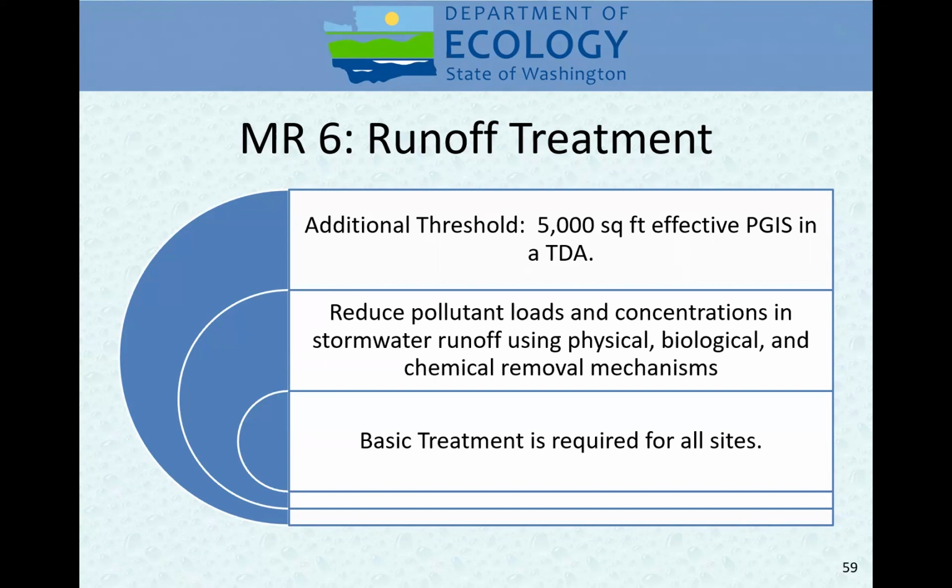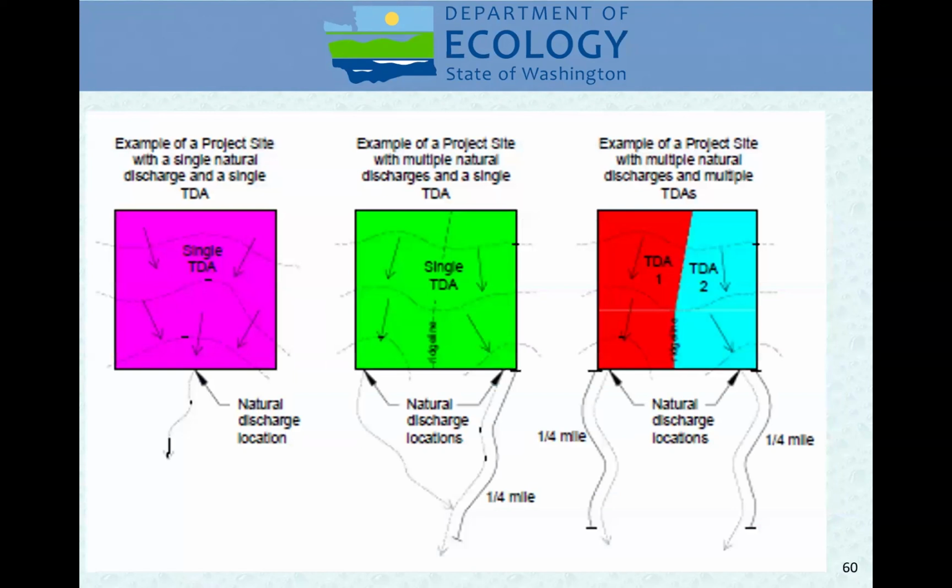So let's spend a couple minutes talking about TDAs. If you have a project site, and the entire site drains to a single point and it all discharges from that single point, that entire site is a single TDA. So you look at that entire site, and if it has greater than 5,000 square feet of effective pollution generating impervious surface, then you have to do minimum requirement number 6 for that site.